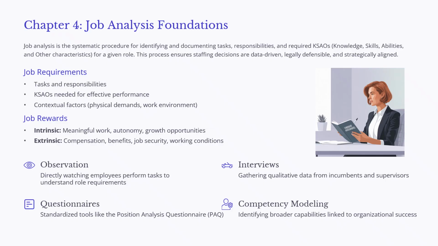The first one being observation. That's directly watching employees perform the tasks. The second one is interviews, gathering qualitative data from incumbents, meaning current employees and supervisors. And then questionnaires, standardized tools like the Position Analysis Questionnaire, also known as PAQ. And then competency modeling, identifying broader capabilities linked to organizational success. So these methods can be used individually or in combination to build a comprehensive job profile.